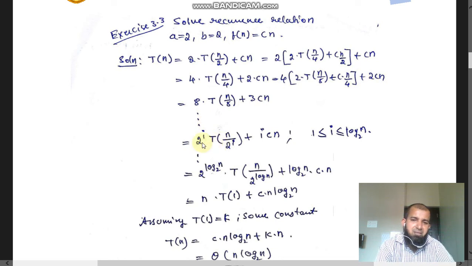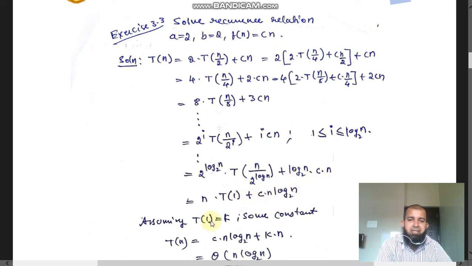So in general you can write 2 to the power of i times T(n/2 to the power of i) plus i cn, where i is log n base 2. What is the maximum value of i? Log n base 2. So 2 to the power of log n base 2 times T of n divided by 2 to the power of log n base 2, plus i, meaning log n base 2, times cn here. So this is n into T(1), plus cn log n base 2.